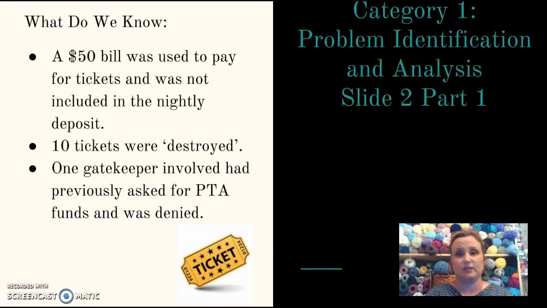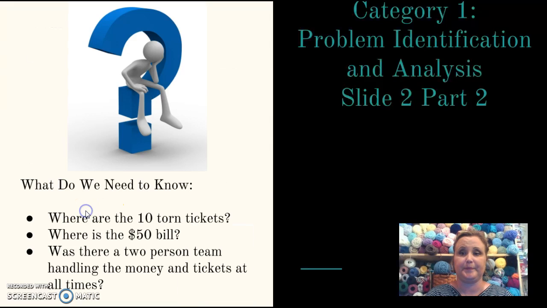Also, 10 tickets were destroyed and reported as torn. They were 10 consecutive tickets, and it did not mention if those tickets were included, but it did not say that they were. Also, information that we know is that one gatekeeper was involved in a discussion with the principal and requested funds for her student to attend a higher level activity, and she was denied. And she was one of the ones involved in the gatekeeping efforts that resulted in the missing $50 bill.